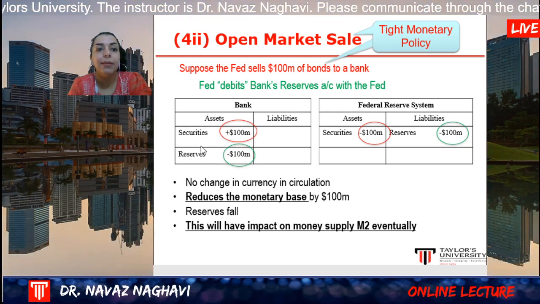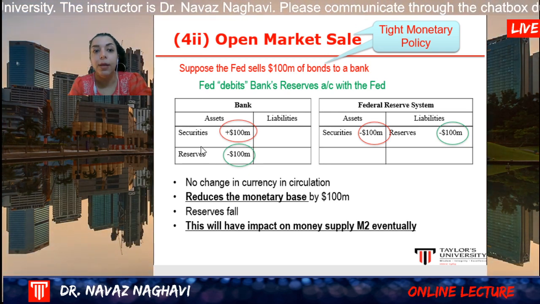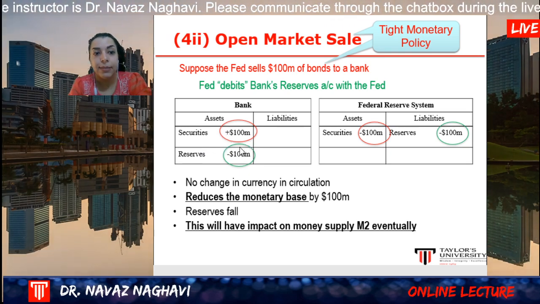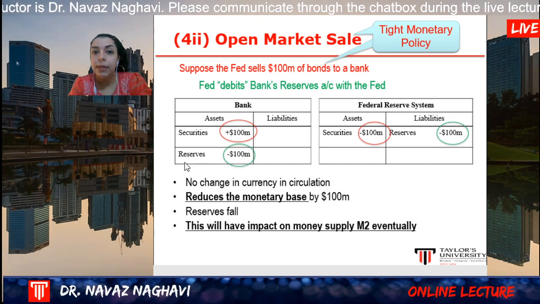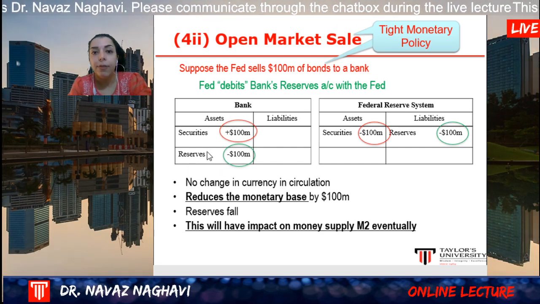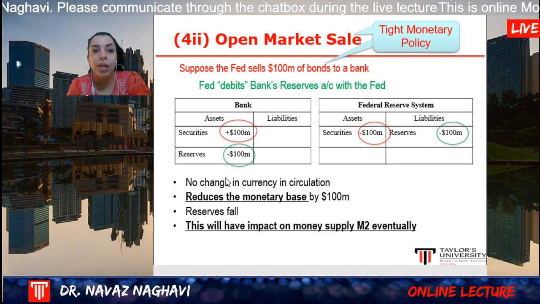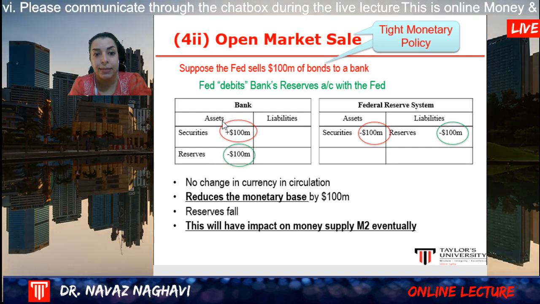So how is this decrease in liability reflected in the banking system? Of course, the banking system has bought the security. So that's why the amount of securities of the banking system has increased. How about the reserve? Of course, the reserve of the banking system has decreased. So it means that there is a change in the composition of the assets of the banking system.